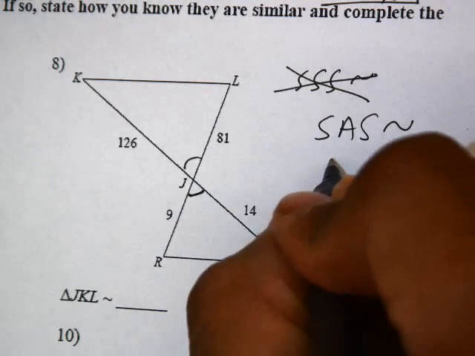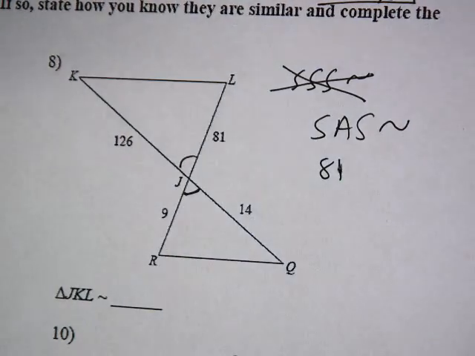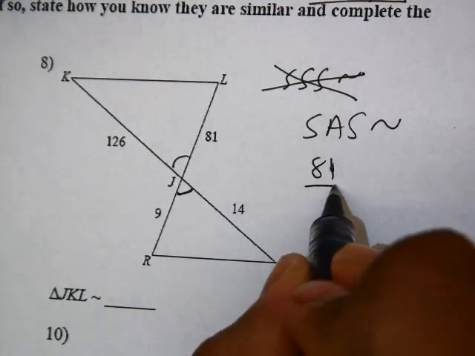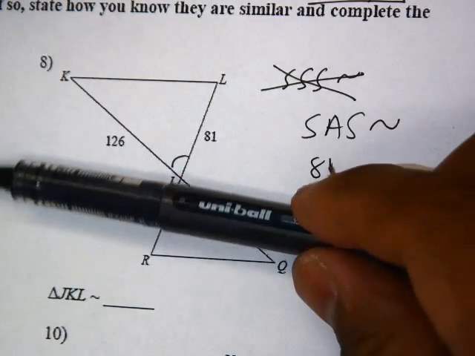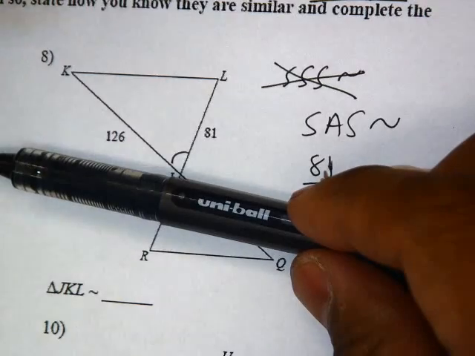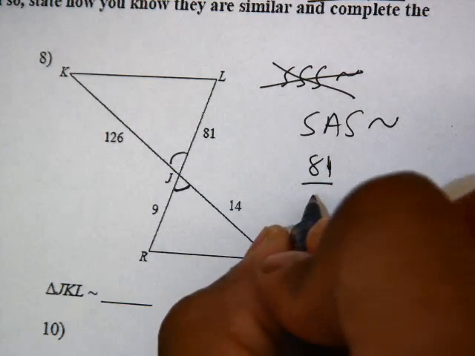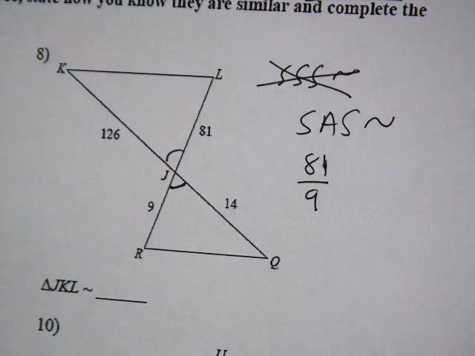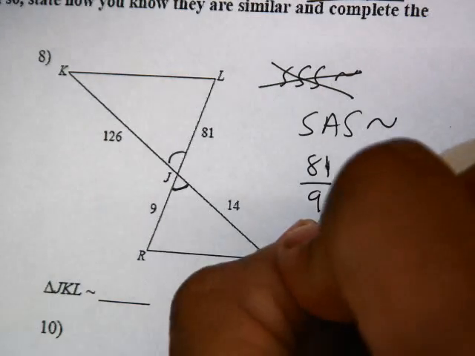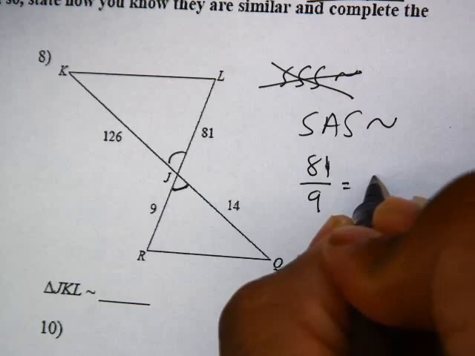So if I go with 81, I need to find the side that corresponds to it, that matches up with it. 81 in the triangle at the top is the smaller of the 2 sides. So I have to look down here and find the smaller of the 2 sides to see which one matches. 9 is the smaller of the 2 sides. 81 divided by 9 reduced is 9.